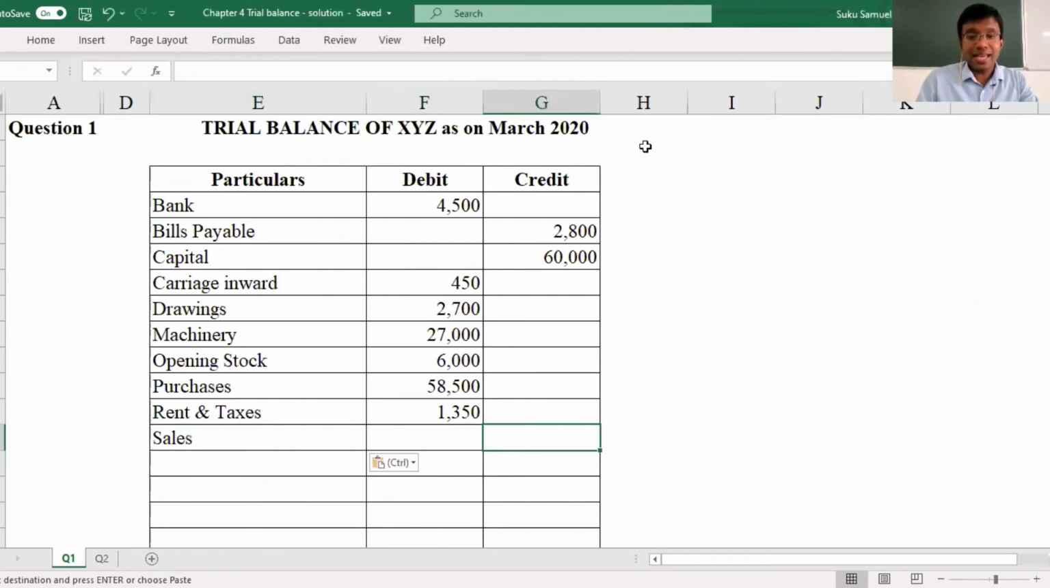Next is sales. What do you mean by sales? You are selling goods and then you're generating revenue. That is an income for you. So sales is an income and it will fall on the credit side.